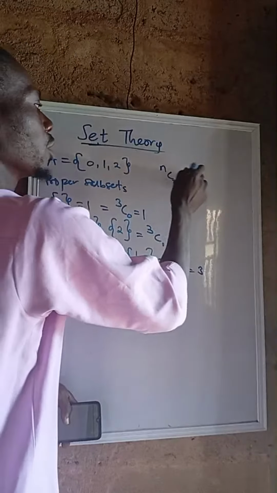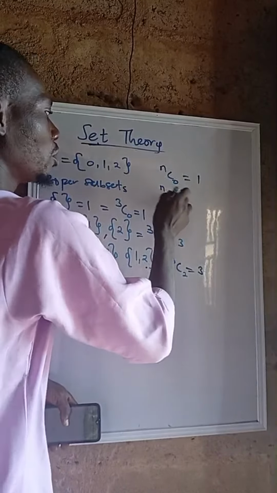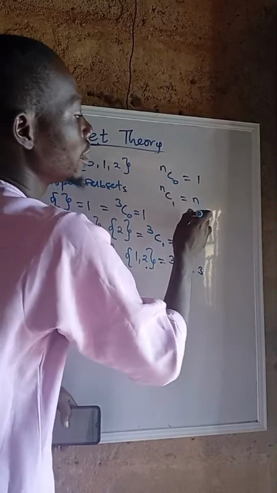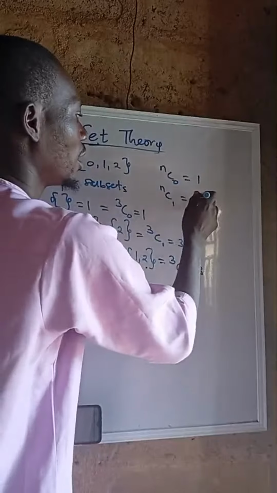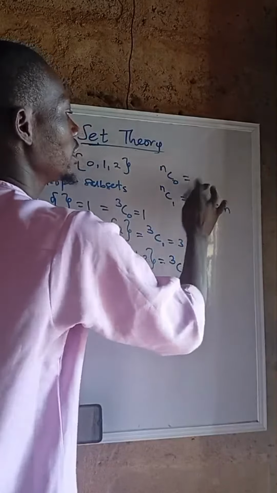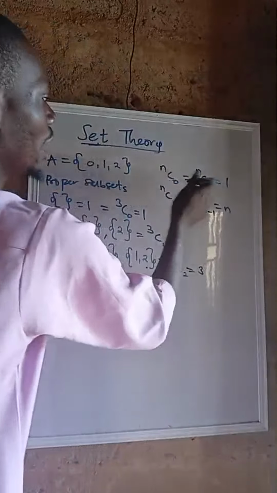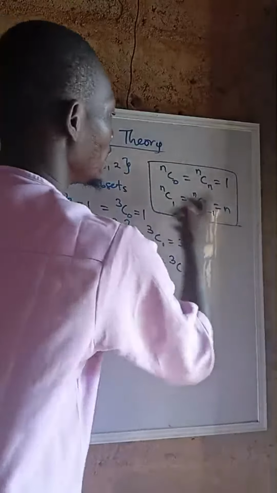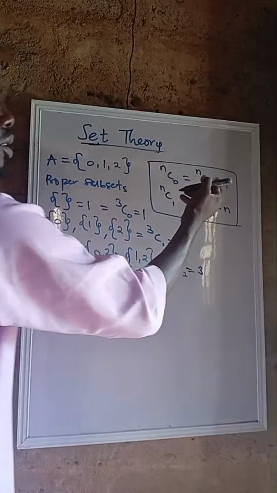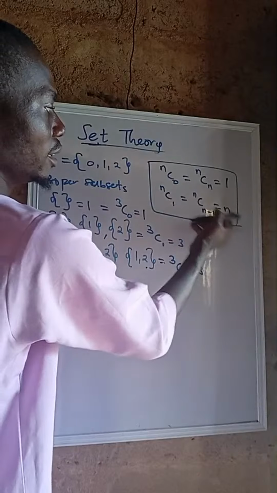So let me help you write everything out. n combination 0 is 1. n combination 1 is n. The next one is n combination n minus 1, that's also n. And n combination n will be what? 1. So n combination 0 is 1, n combination n is 1. The value combination the same value is 1.